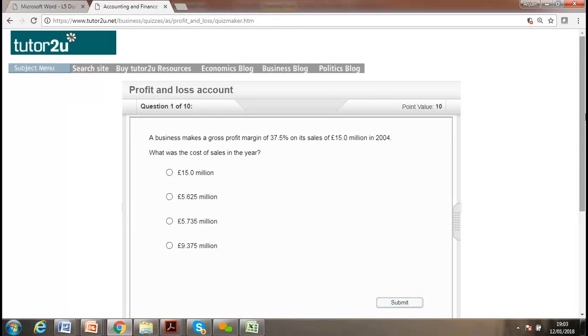Okay, gross profit margin means gross profit divided by our sales. So we have sales of 15 million, gross profit 37.5%. If I calculate 37.5%, what figure will it become?